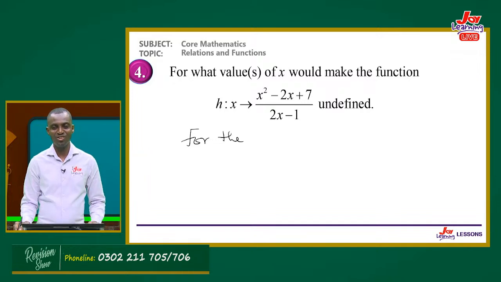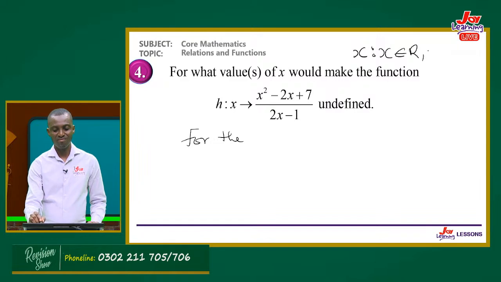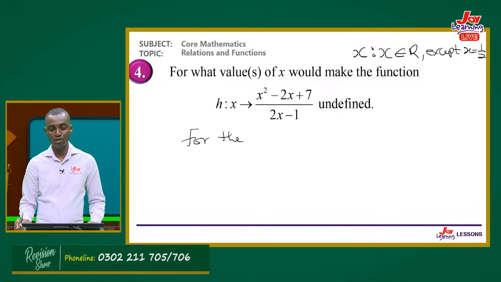Okay. So do you have an answer to this question on the screen? My answer is x is the set of real numbers except x is 1 over 2. Except x is equal to what? So, 1/2, that's half. Yeah, okay. That is Stephen's answer.